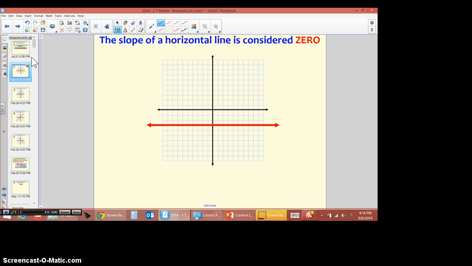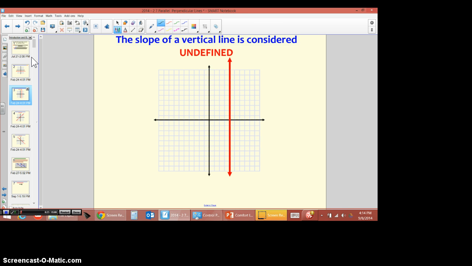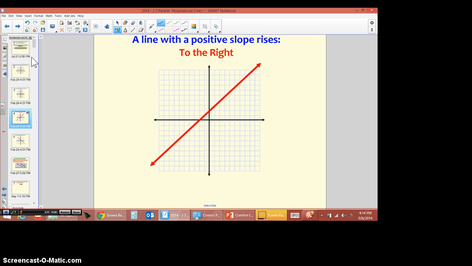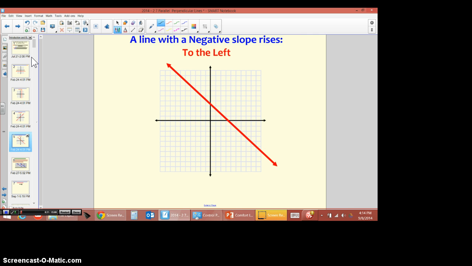So a horizontal line is considered a zero slope because it doesn't go up at all, it just keeps going sideways. A vertical line is considered undefined. It's not actually a function because it fails the vertical line test. A line with positive slope rises to the right, a negative slope falls to the right, however you want to look at it.